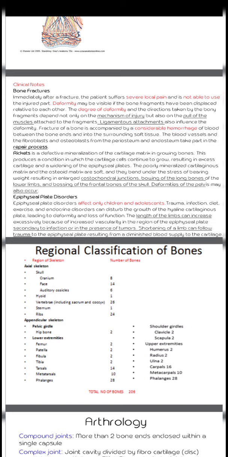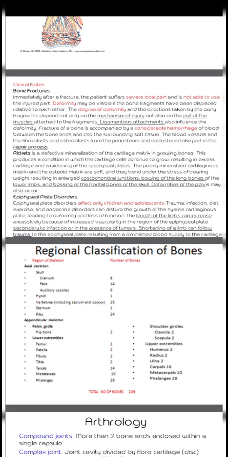Then there is another disease that is known as rickets. That is very, very important. It is a defective mineralization of cartilage, matrix and growing bones, mostly present in children. This produces a condition where the cartilage cells continue to grow and excess cartilage and widening of epiphyseal plates take place, and hence mineralization is very poor in the matrix. Bones are soft and easily breakable, and they easily bend and break under the weight.